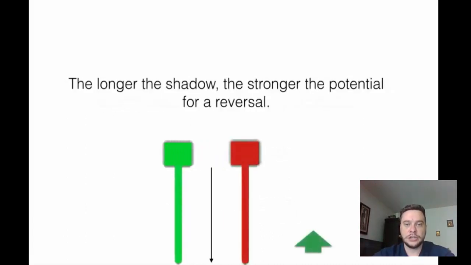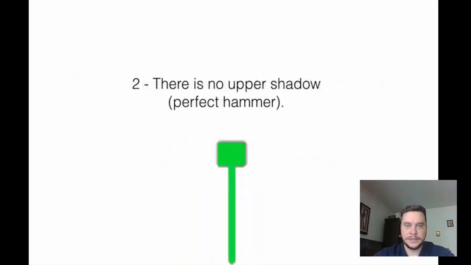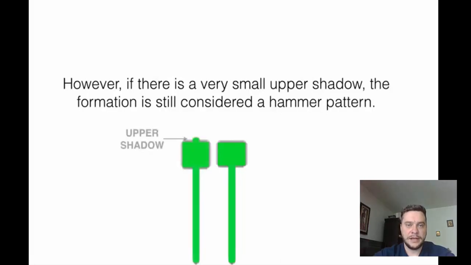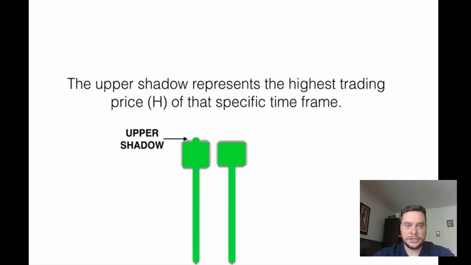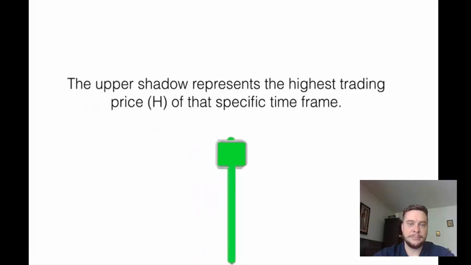The longer the shadow, the stronger the potential for a reversal. If there is no upper shadow, it is a perfect hammer. However, if there is a very small upper shadow, the formation is still considered a hammer pattern. The upper shadow represents the highest trading price, H, of that specific time frame.